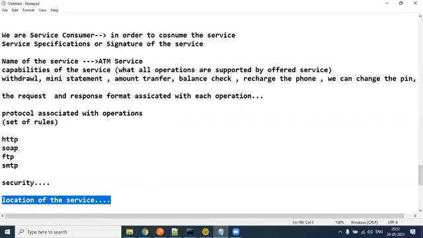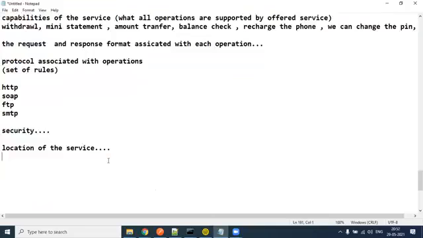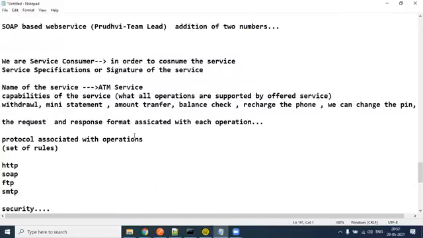So the point I'm trying to tell you is, whenever you demand the specifications, a good, responsible service provider should automatically share all these details with you, right?